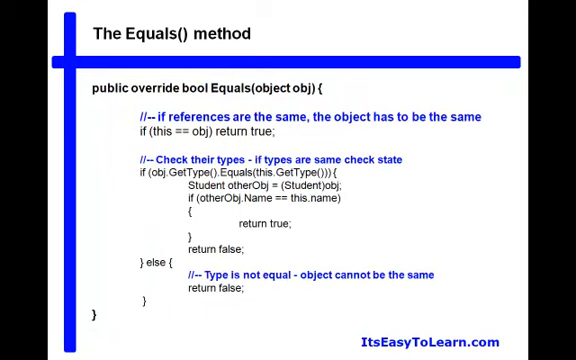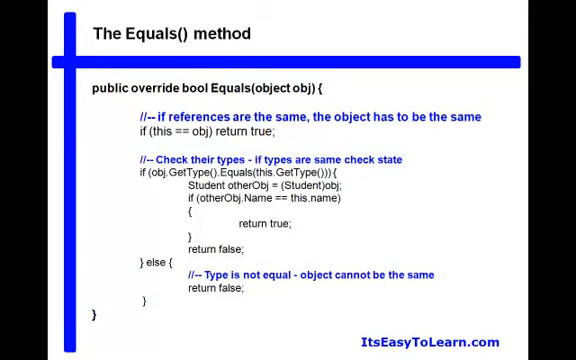Okay. Here is the equals method. The signature is public override bool Equals(object obj). What we first do is check if the references are the same. If the object being compared and the object where the comparison is being done point to the same reference, then they are equal. For example, S3 and S1 point to the same object reference. So if you say S3 equals S1 or S1 equals S3, since both references are the same, you immediately return true.